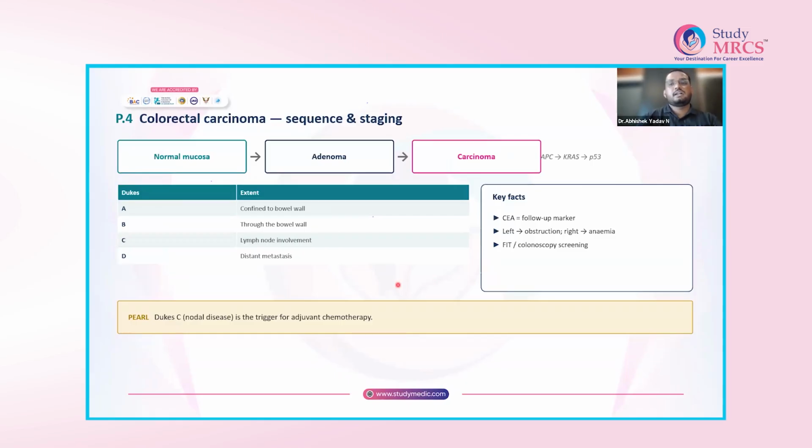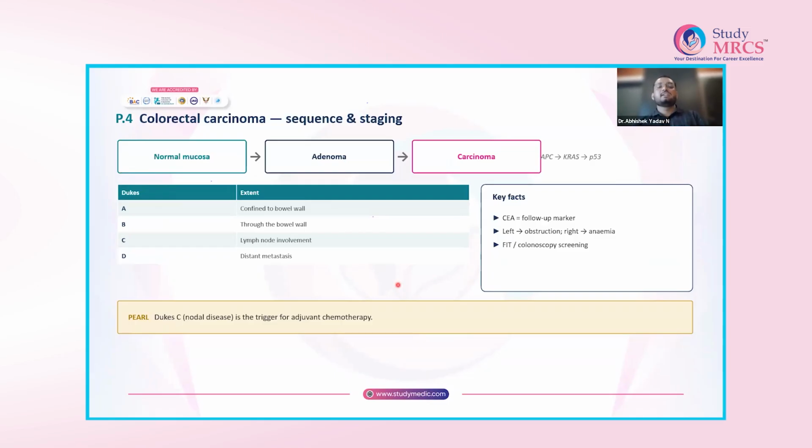One more important cancer is colorectal cancer. We have a sequencing and staging system. Typical about colorectal carcinomas is that the mutations usually occur because they have a genetic basis for the development of the tumors. That's called the adenoma carcinoma sequence.